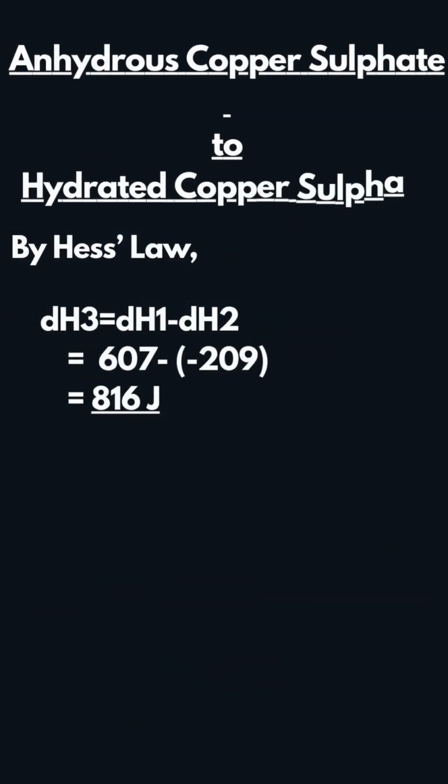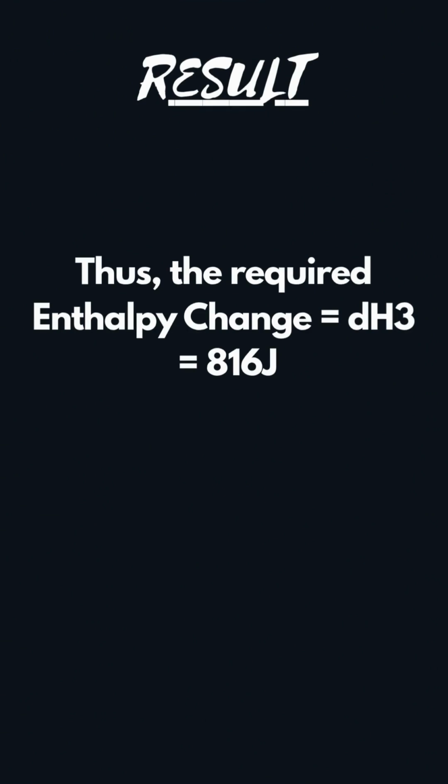To find the enthalpy change for the transformation from anhydrous to hydrated copper sulfate, we apply Hess's law. According to the law, ΔH3 = ΔH1 + ΔH2. Substituting our values, ΔH3 = 607 + 209, giving us a total enthalpy change of 816 joules. This experiment demonstrates how we can indirectly calculate an enthalpy change using calorimetry and Hess's law. Precise measurements and constant stirring are key to accuracy in these thermal reactions.